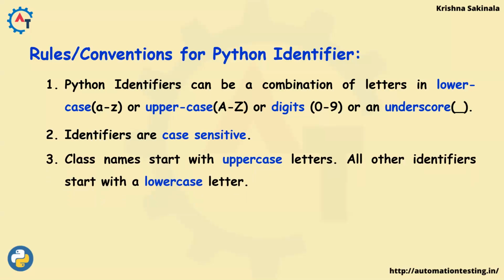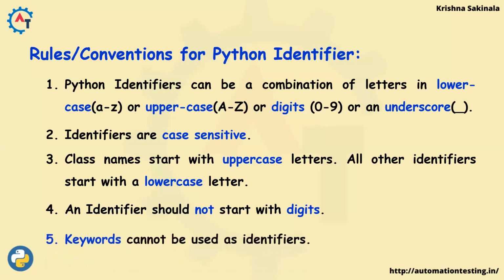Class names start with uppercase letters. When you're writing any class, it should start with uppercase, and all other identifiers start with a lowercase letter. So when you're creating a class, you need to use a capital letter; apart from that, for any other things, you need to use lowercase. An identifier should not start with a digit. When you're naming something, you should not use a digit as the first character.